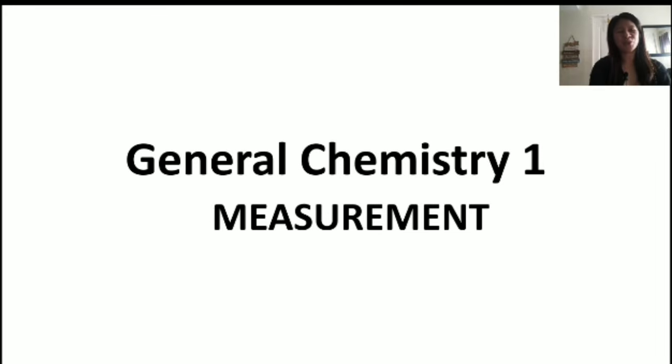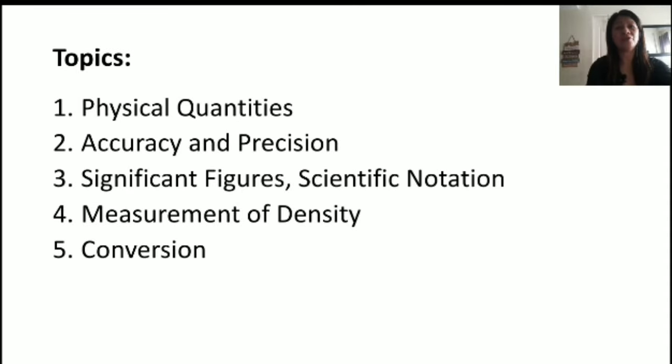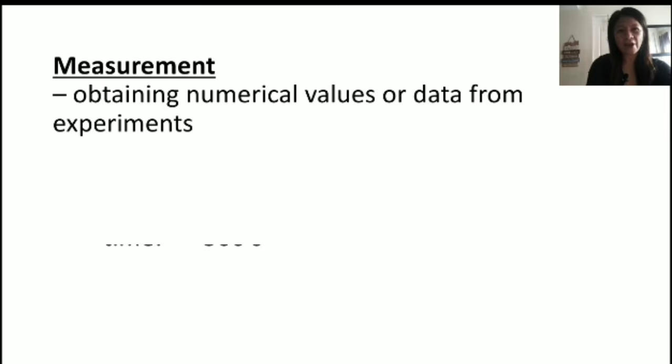Welcome again, chemistry students. In this video, we're going to discuss some topics in measurement that you will be needing for your General Chemistry 1. These topics will include physical quantities, accuracy and precision, significant figures, scientific notation, measurement of density, and conversion. To start with, let's define measurement.